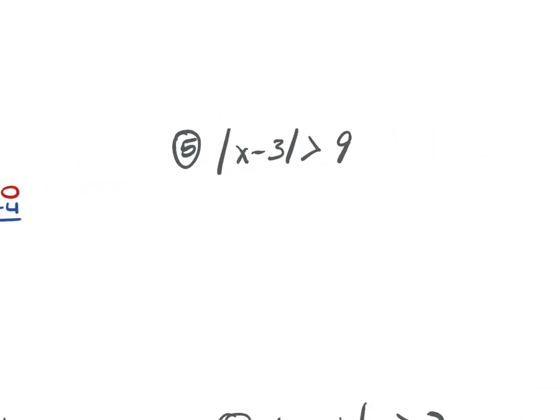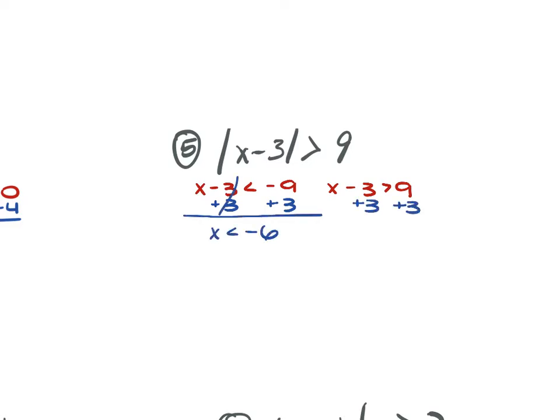For number 5, we have the absolute value of x minus 3 is greater than 9. So we're going to separate this into two. We have x minus 3 is less than negative 9, as well as x minus 3 is greater than 9. We're going to add the 3 to both sides for both of these. So this is going to give us x is less than negative 6, as well as x is greater than 12.